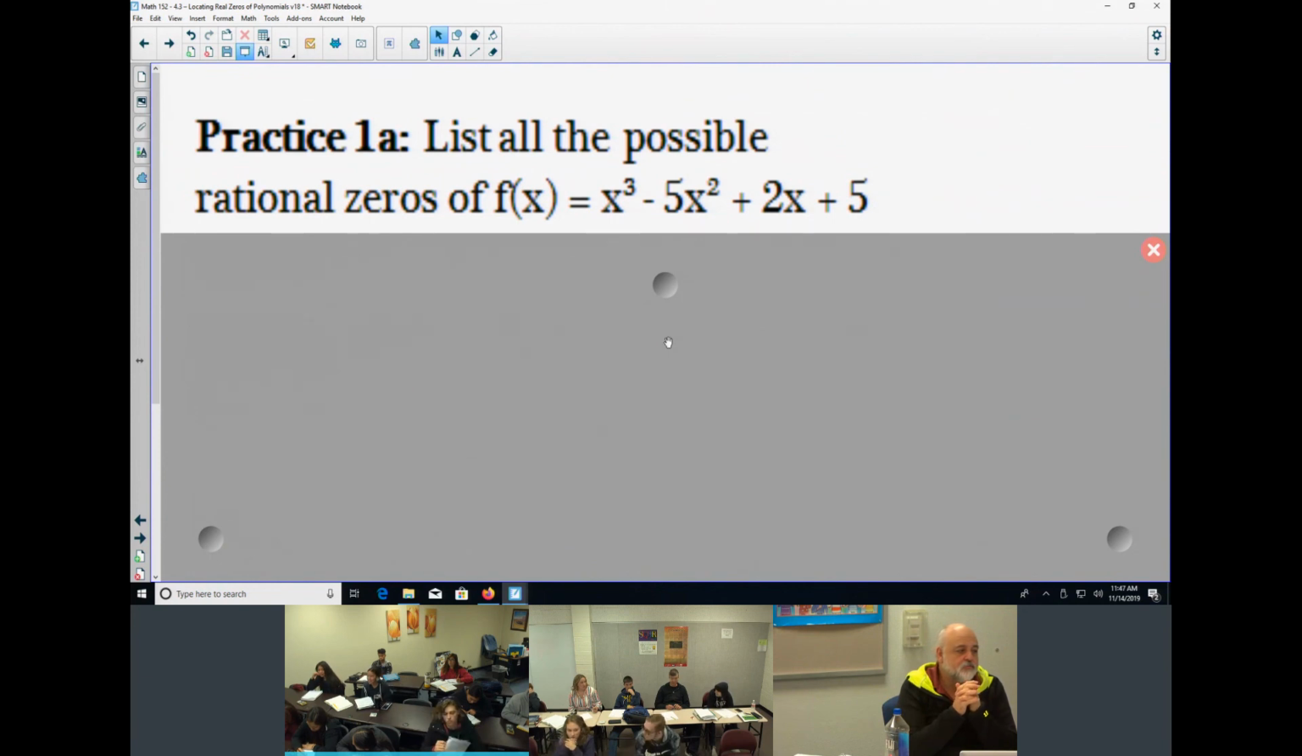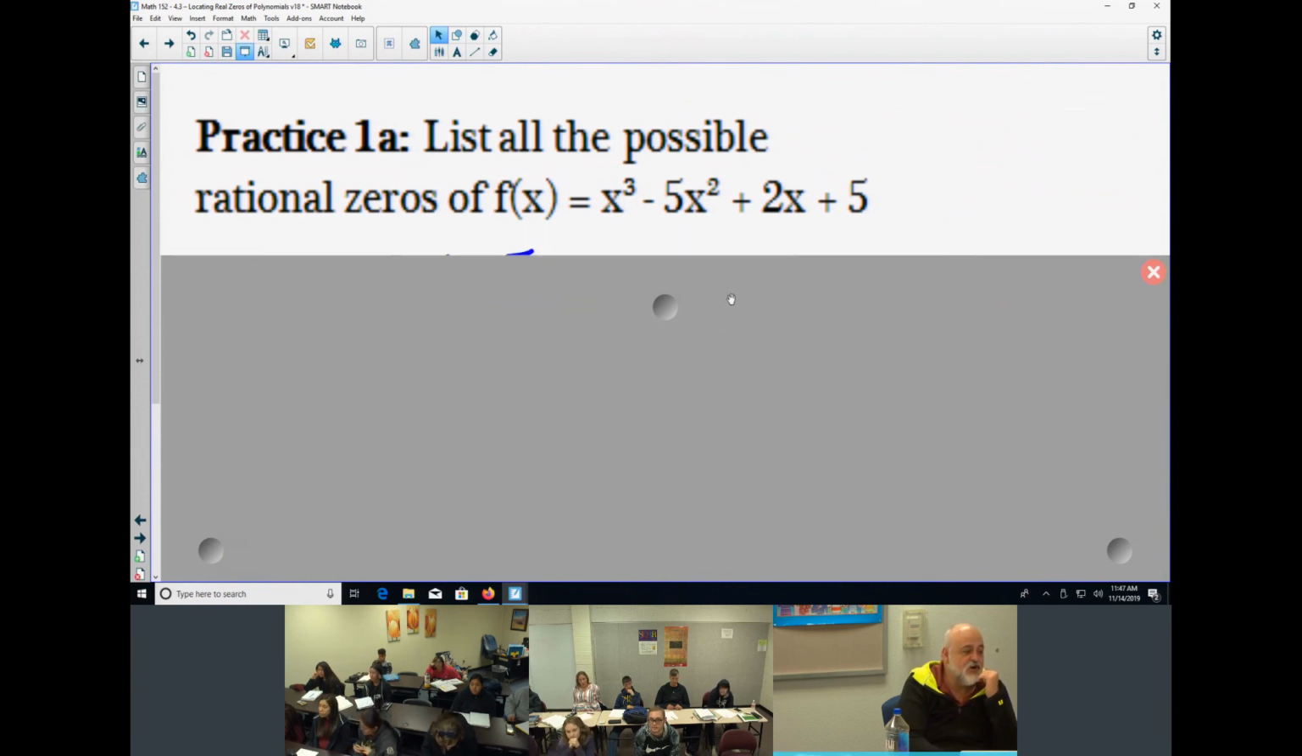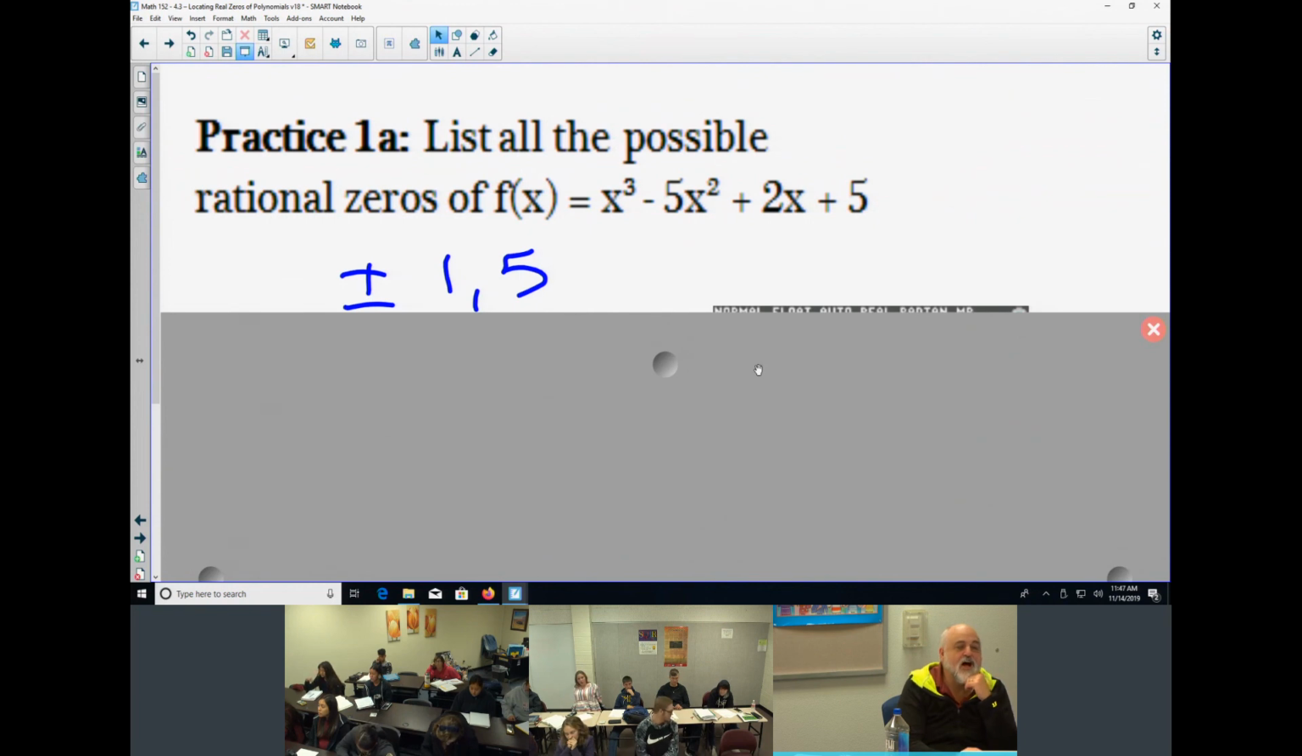I don't really understand it. Okay, so what's the constant up there? What number is the constant? 5. Okay. What are the factors of 5? 1 and 5. So that's going to be your numerator, plus or minus 1 and 5.